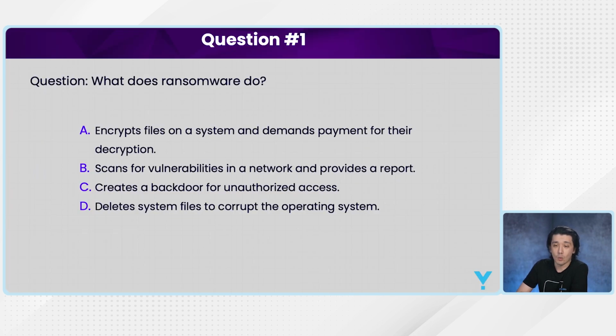Question 1. What does ransomware do? I went over this twice, so I hope you really get this, okay? A. Encrypts files on a system and demands payment for their decryption. B. Scans for vulnerabilities in a network and provides a report. C. Creates a backdoor for unauthorized access. D. Deletes system files to corrupt the operating system. I'll give you a second.